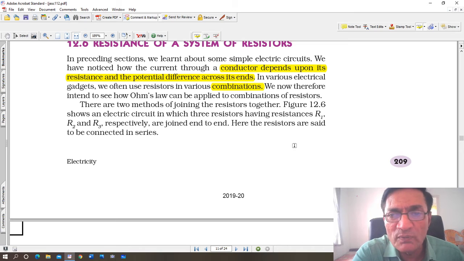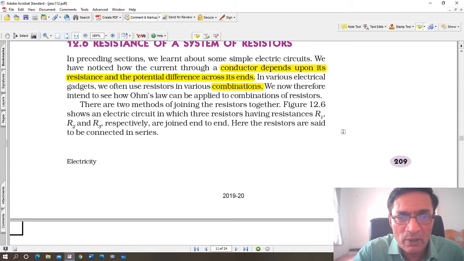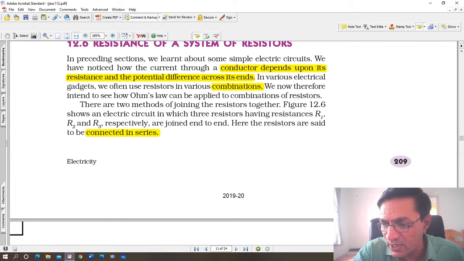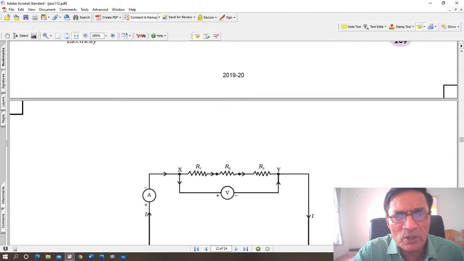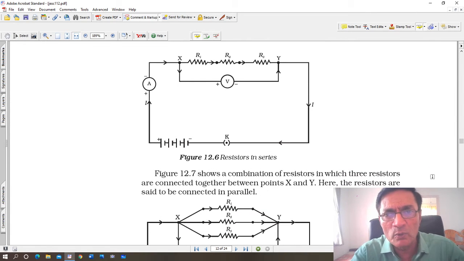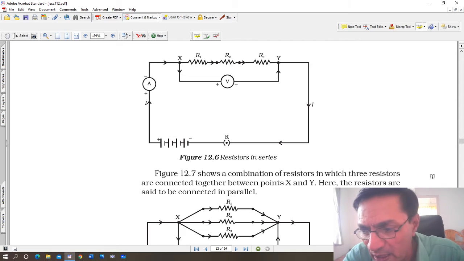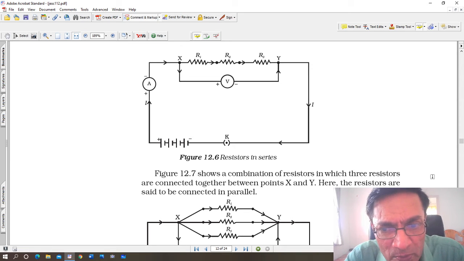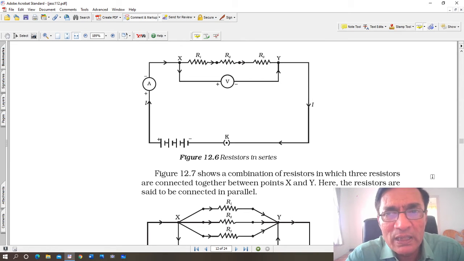There are two methods of joining resistors together. The figure shows three resistors R1, R2 and R3 joined end to end. Here the resistors are said to be connected in series. R1, R2 and R3 are connected in series. Now see what this is. A very simple, straightforward derivation, but it is asked. When this question is asked, you must draw the electrical circuit, the one that is on the page above.